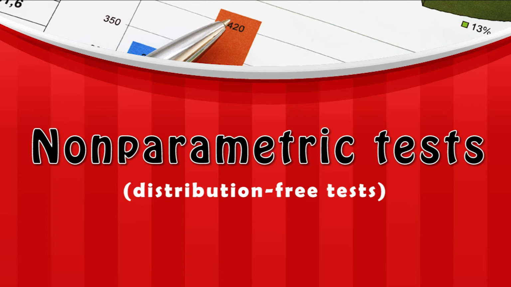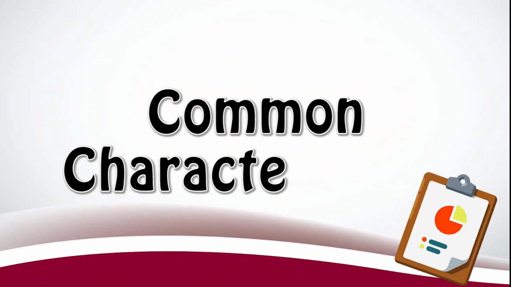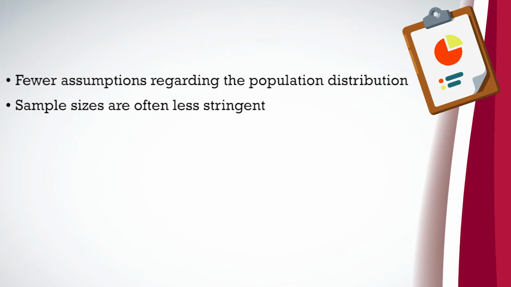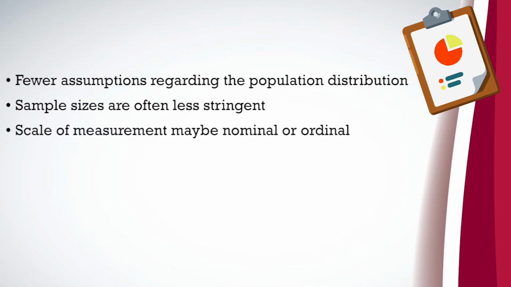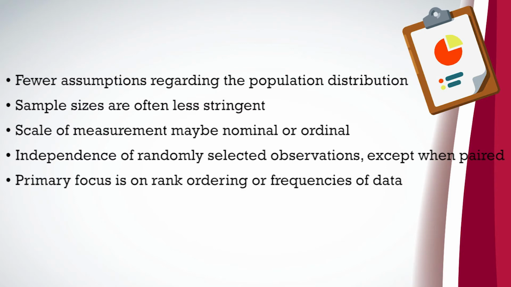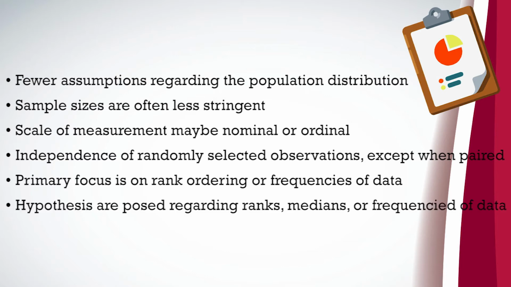If we consider a few common characteristics of nonparametric techniques, they are: it has fewer assumptions regarding the population distribution, sample size is often less stringent, scale of measurement may be nominal or ordinal, independence of randomly selected observations except when paired. Primary focus is on ranked ordering of frequencies of data. Hypotheses are posed regarding ranks, medians of frequencies of data.